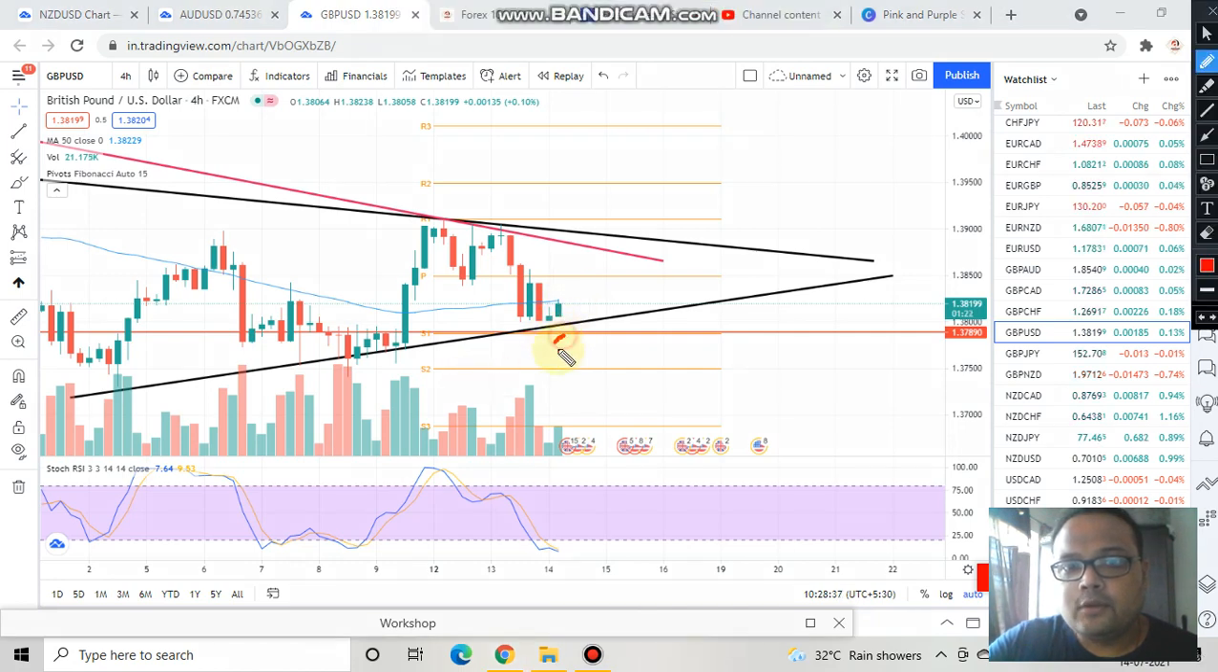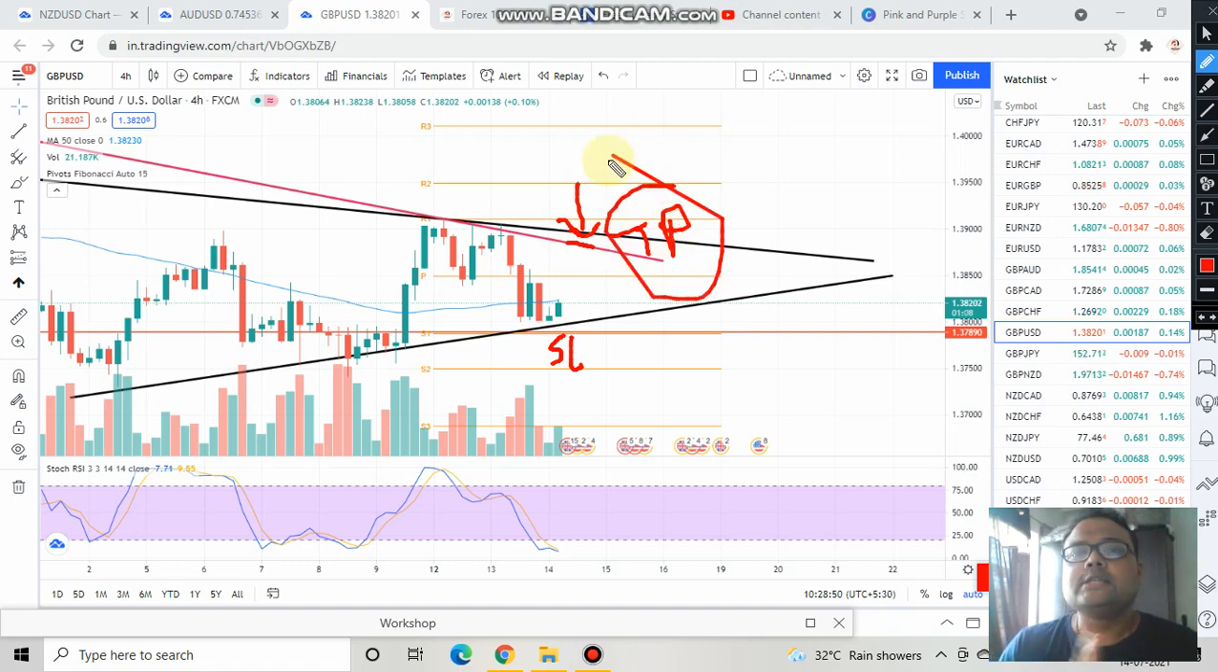Your stop loss will be below this level, and just keep in mind that market has got twin resistance at the top. Therefore, you need to exit once market reaches this pink line or this black line. So this is your take profit target. So this is it. Hopefully you have understood.